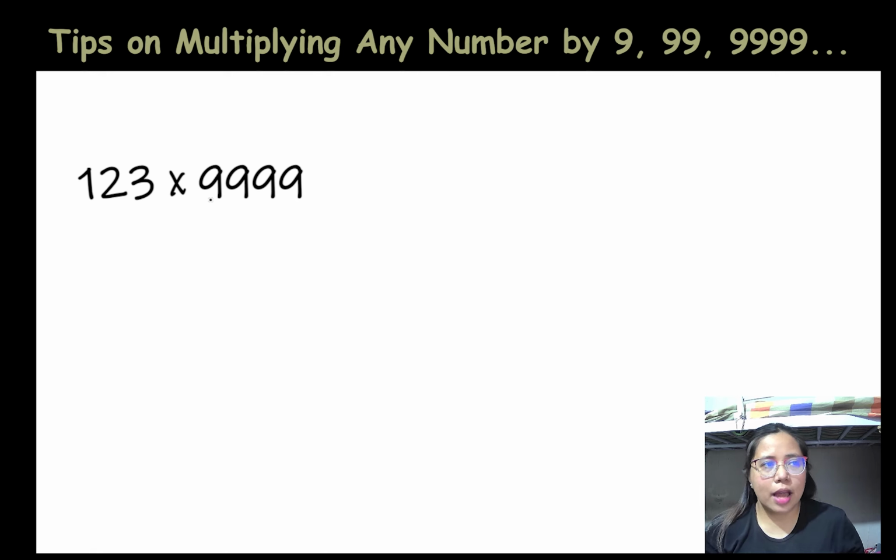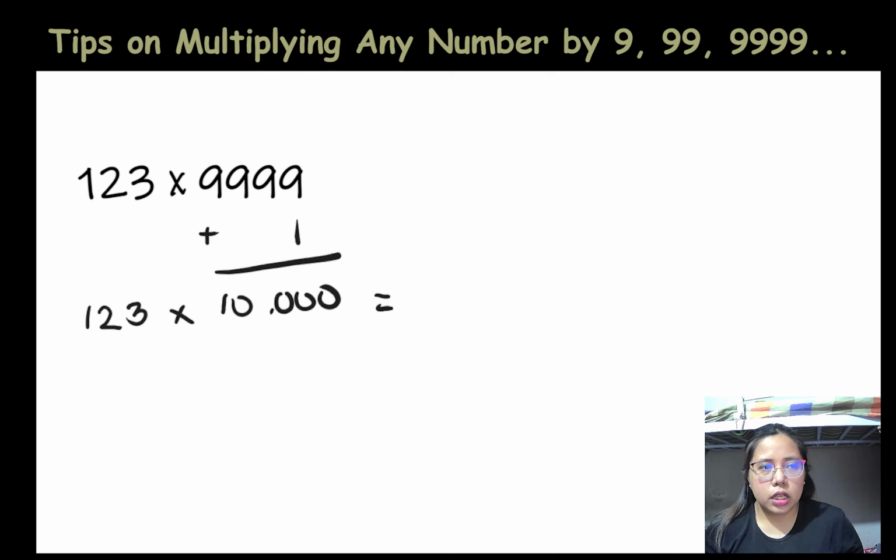Okay, so next example, meron naman tayong 123 times 9,999. So again, we'll just add 1 dito. Okay, and then we'll get 10,000. Okay, and multiply it to 123. So mas madali na lang yung i-multiply. Lagay lang natin yung 123 and we'll copy all the zeros. So meron tayong 4 na 0. So that's 1, 2, 3, 4. Okay, and then, mag-minus tayo or subtract ng 123.